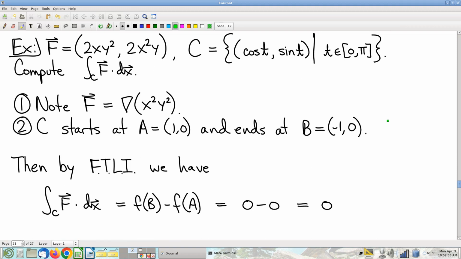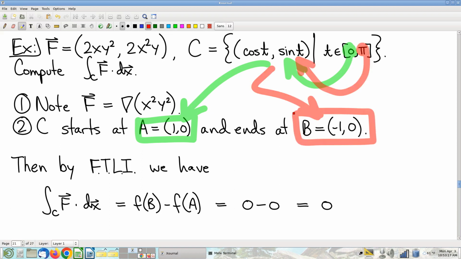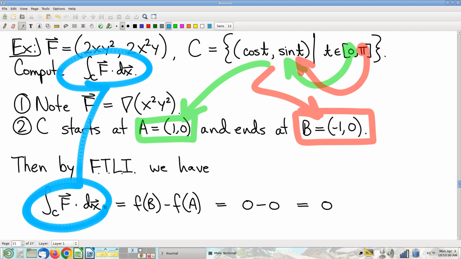Now, there's a little bit of work to be done to figure out where this path starts. Well, I plug in the initial value of t, and I see that this path starts at (1, 0), and then I plug in the ending value of t, and I get that my path ends at the point (-1, 0). And so it's all over. It's really all over. This is a vector line integral of a gradient.